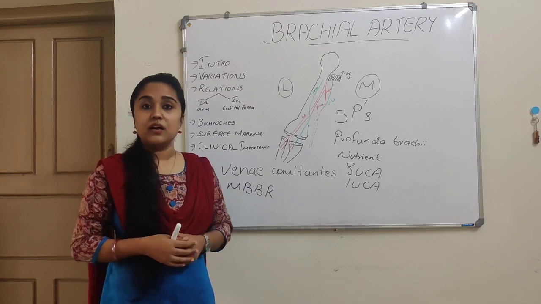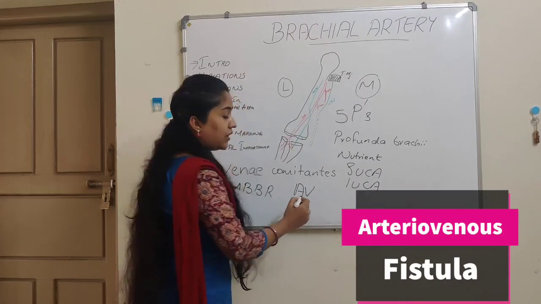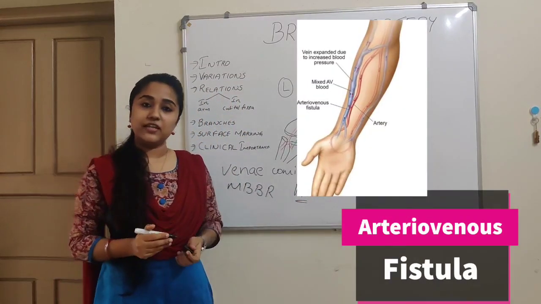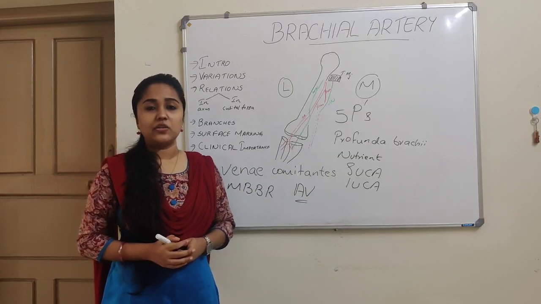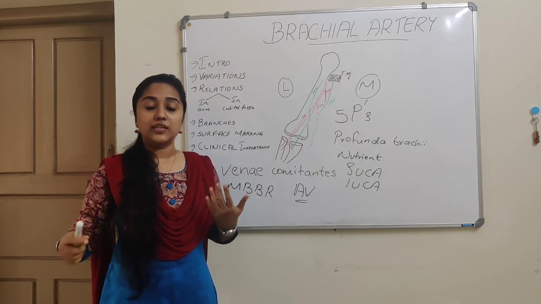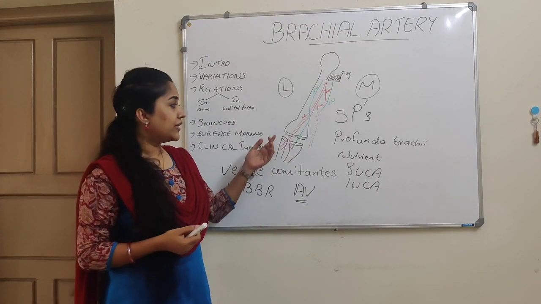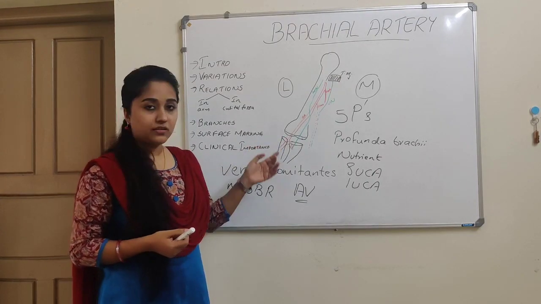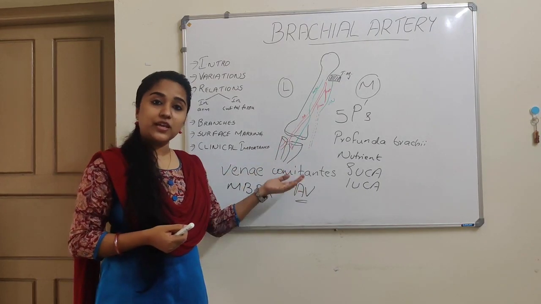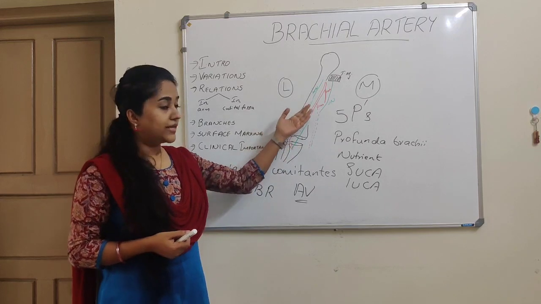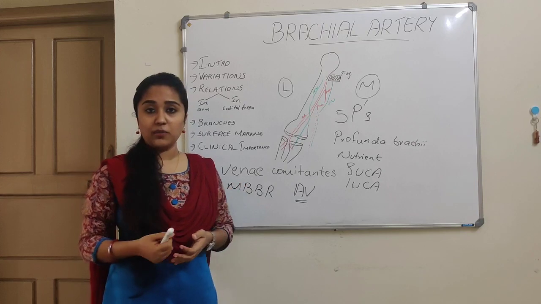And the last one is AV fistula, that is, arteriovenous fistula. Usually the cephalic vein and the radial artery are taken for AV fistula. AV fistula is done in renal failure patients for hemodialysis. But we can also do it by connecting the brachial artery and the cephalic vein in the cubital fossa, and also the brachial artery and the basilic vein in the arm. So that's all about the brachial artery.